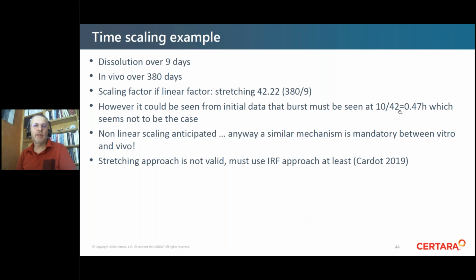But sometimes that is not the right one. Why? Because somehow it's something which you cannot stretch like this because the various phases are not going to take the same importance in vitro compared to the in vivo. Either you can use something like the inverse of a release function approach, which was described in 2019.